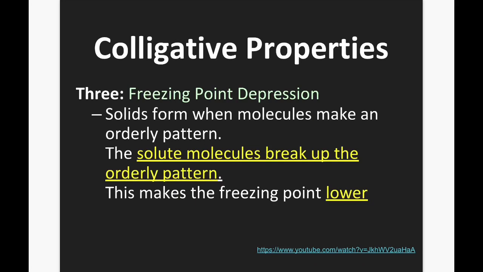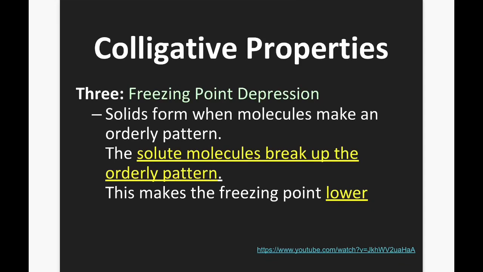So your colligative properties, the third property that increasing the solubility is going to change is a freezing point depression. So what does this mean? It means that it's going to lower the freezing point of your substance. So that solute breaks up the pattern, that little lattice that your solution makes when it freezes, and therefore gets in the way, making the freezing point lower.